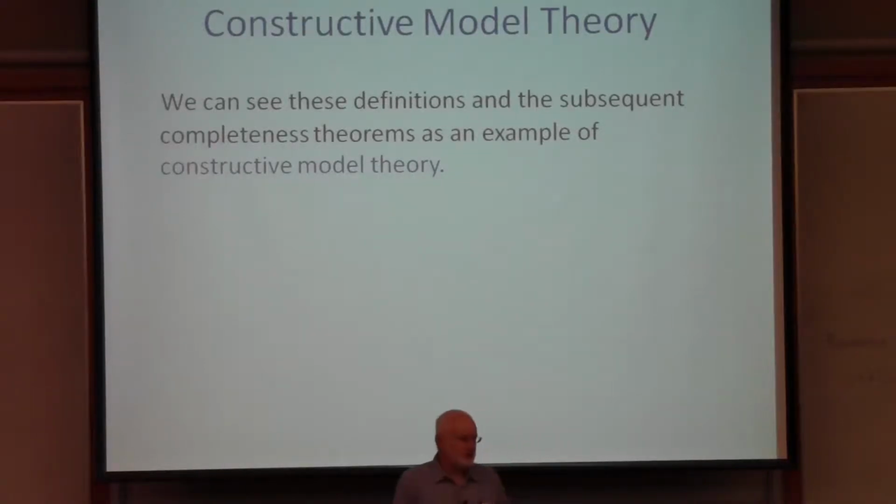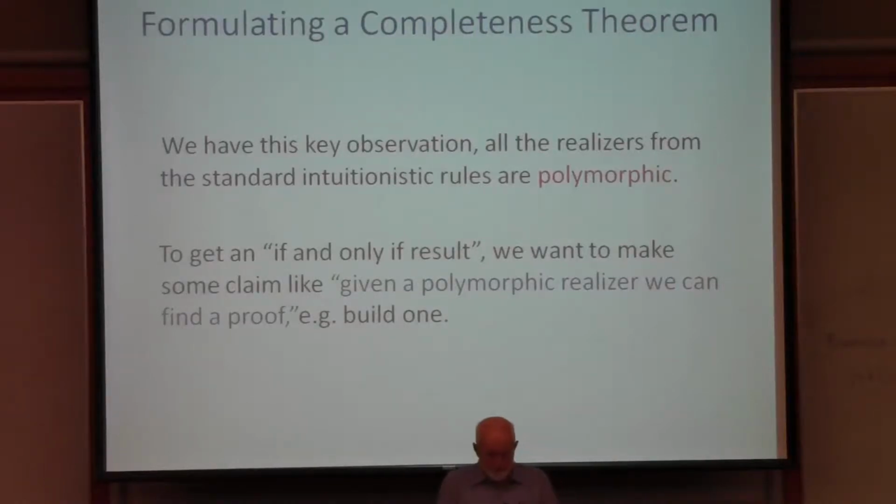Okay, and the other thing you can notice that we're doing is we're building a constructive model theory, or an intuitionistic model theory, which is nicely tied to the proof theory. And yet it's somewhat more abstract, I think. Those realizers were easier for you to grasp, I think, than the proof rules. So those are some of the things we're up to.